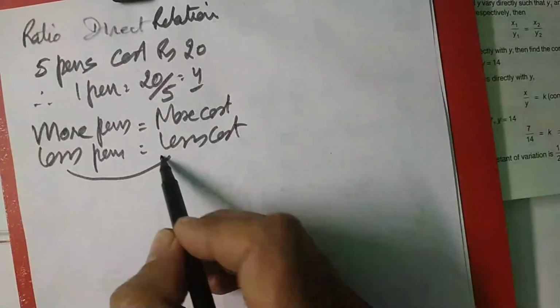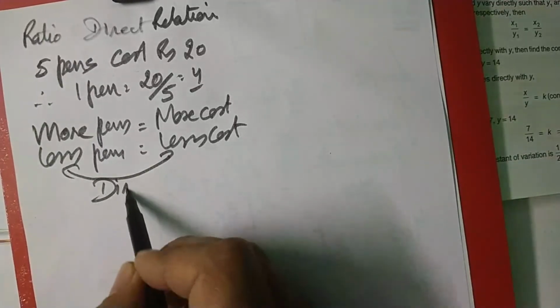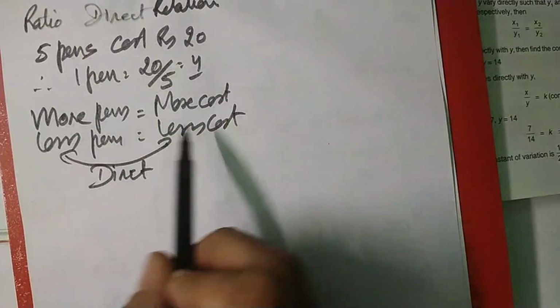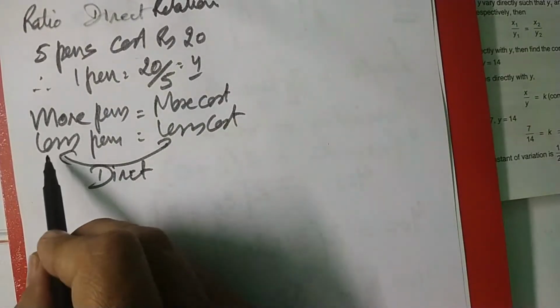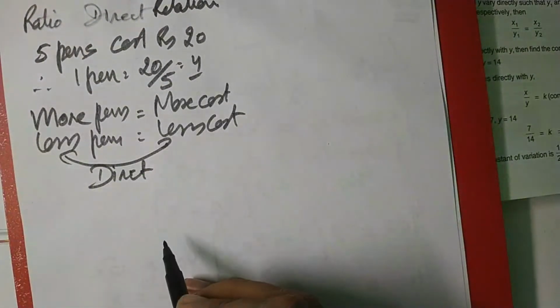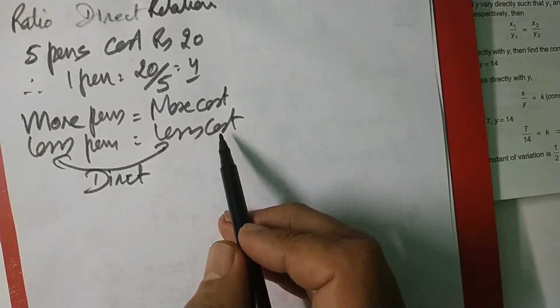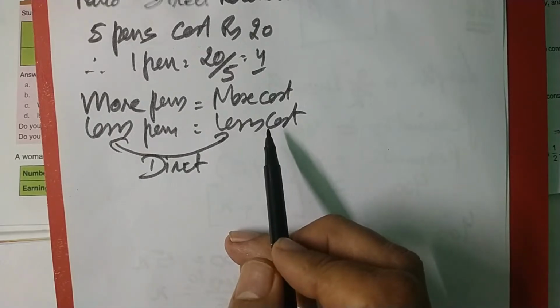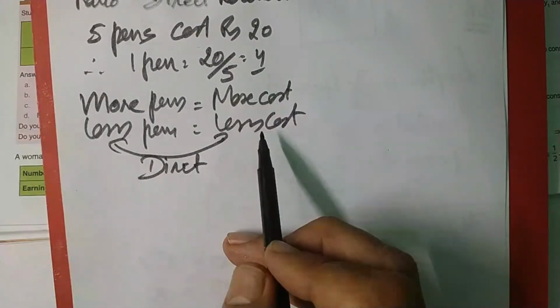So this is called direct. Direct means that the relation between the two quantities is direct. When pens become less, the cost becomes less. When pens become more, the cost also becomes more. This is called direct relation.